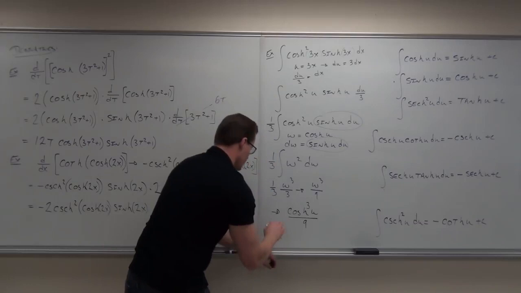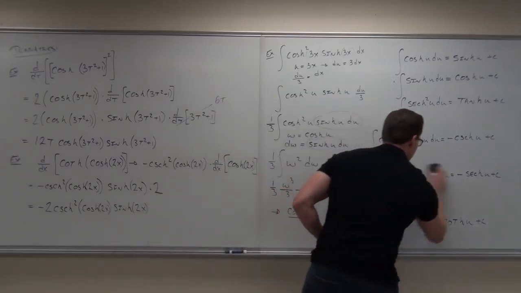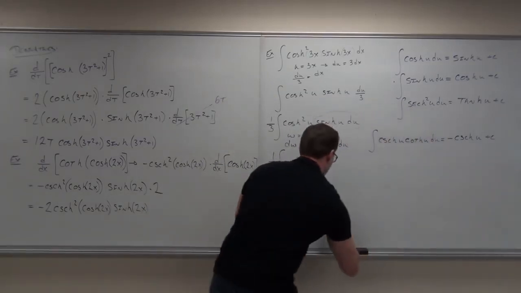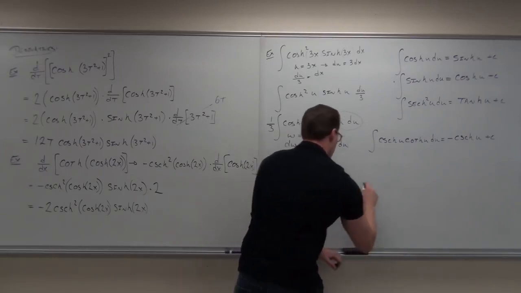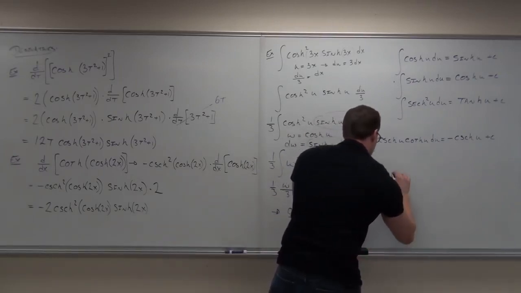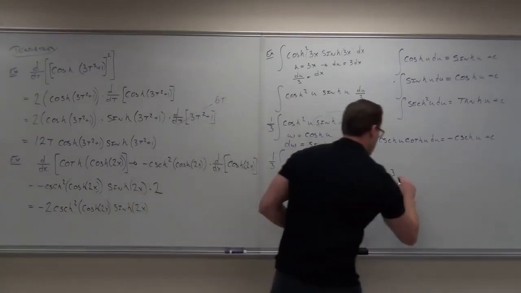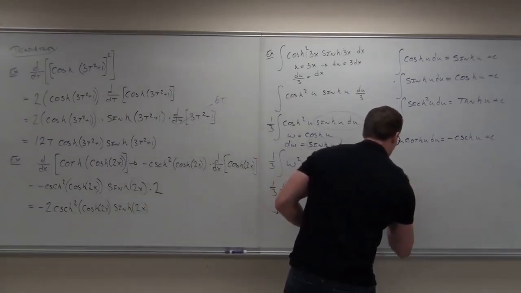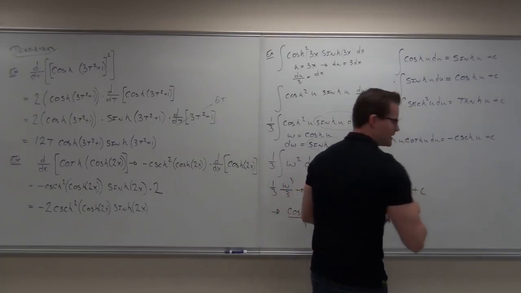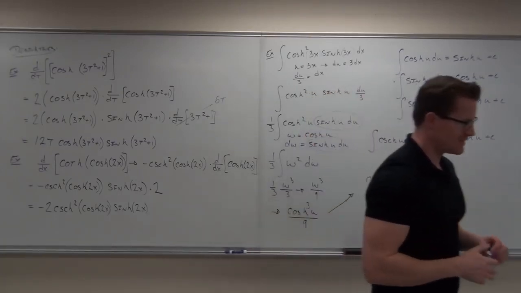And now last little step, I'm going to erase this here. Last little step to make it final. We're going to have cosh cubed. Instead of our u, what was our u? 3x. Over 9 plus C. Wrap it up.